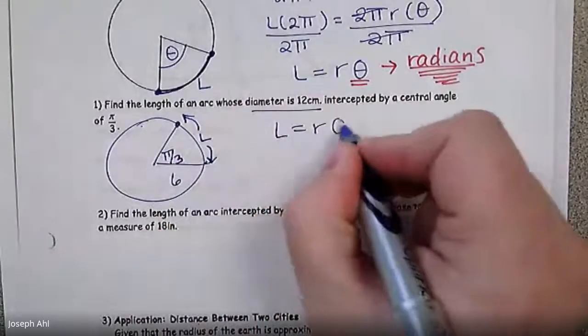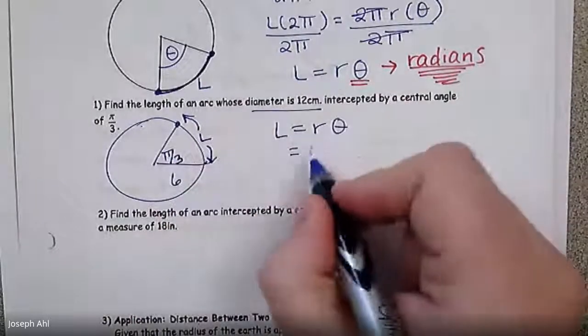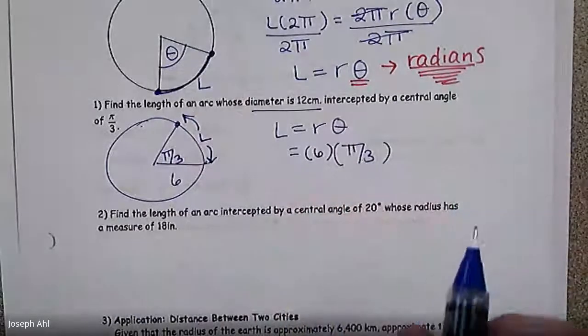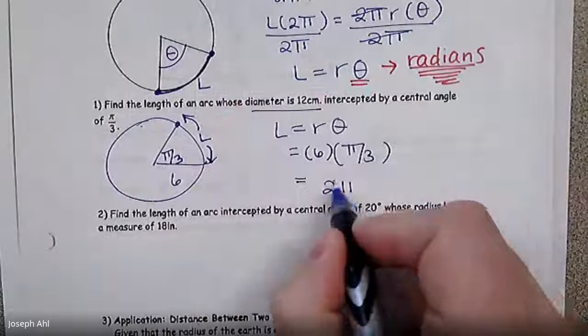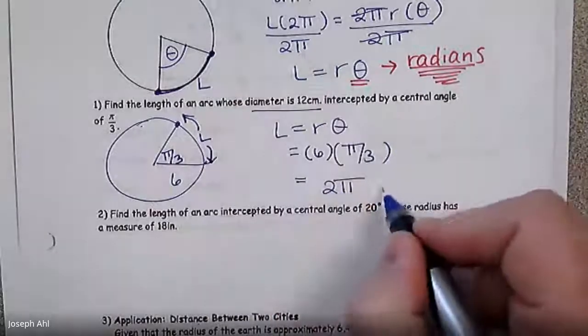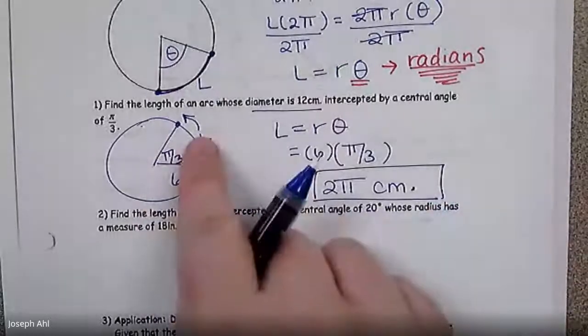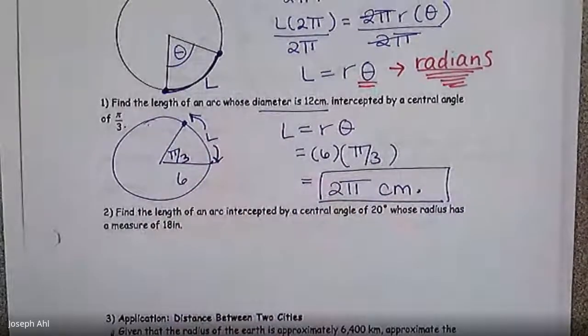So very simply, L equals the radius times theta. The radius is 6. Theta is in radians already, so I get to plug in pi over 3. And we get the length is 2 pi. Now, if we want to be careful about units here, we're talking about linear units, no more square units of area. So the length would just be 2 pi centimeters for this piece of the circle.